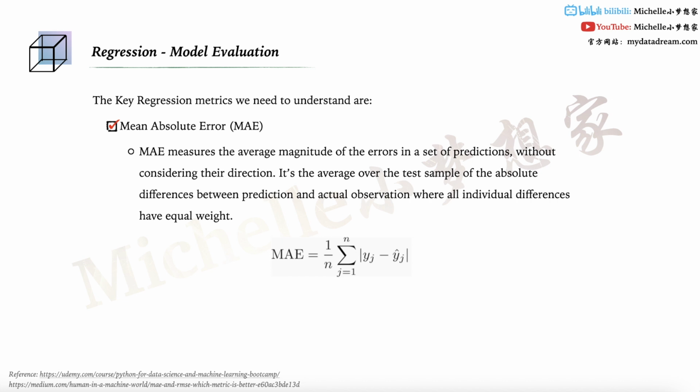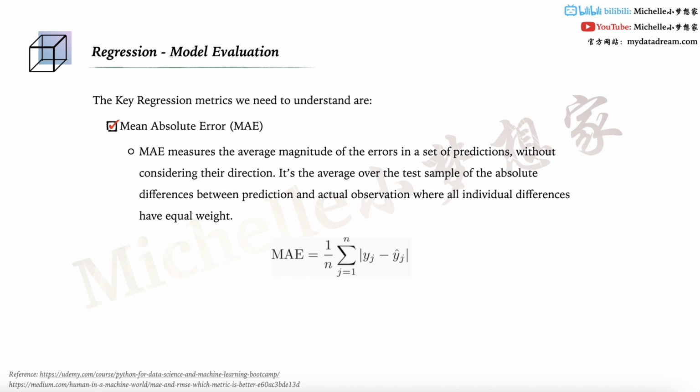First of all, let's talk about mean absolute error, or MAE for short. What does MAE really tell us? It measures the average magnitude of errors in a set of predictions, without considering whether those errors are positive or negative. In other words, MAE takes the absolute differences between the predicted value and the actual value for each point, averages these absolute differences, and gives us a single number that represents how off our predictions were on average.